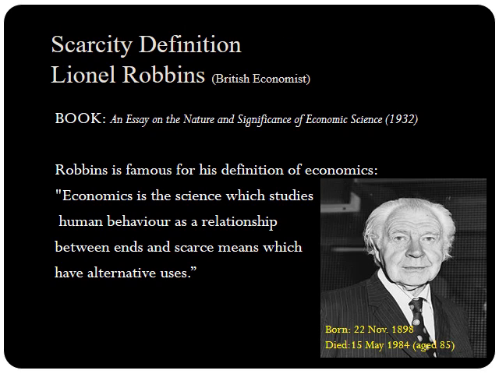Here is one more definition given by Robbins, a British economist, and his definition is known as the scarcity definition. He gave his definition in his book An Essay on the Nature and Significance of Economic Science, which was published in 1932. Robbins is famous for his definition of economics. The definition states that economics is the science which studies human behavior as a relationship between ends and scarce means which have alternative uses.